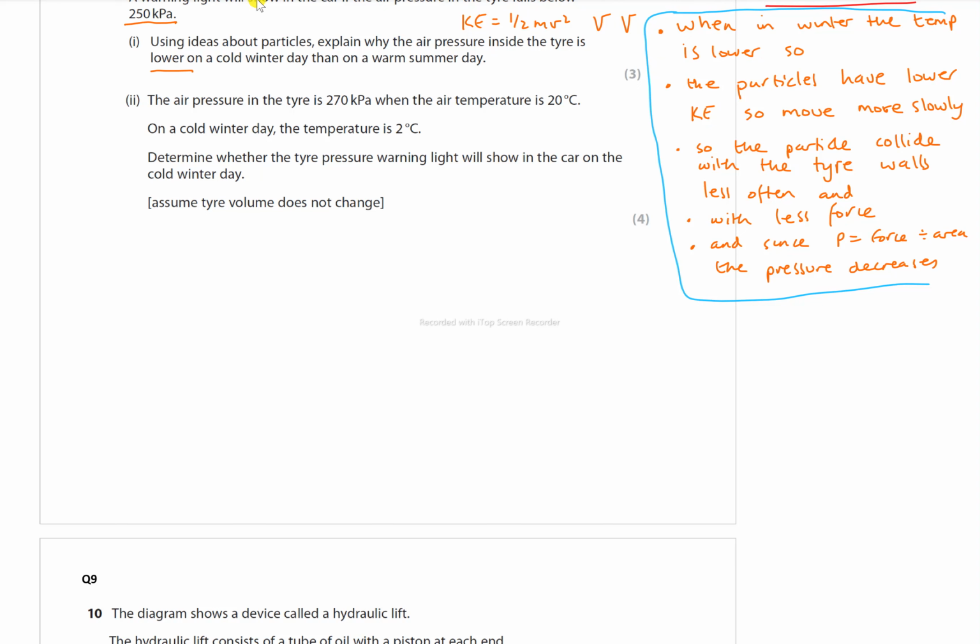So the temperature is lower, so the lower kinetic energy, so they move more slowly. So the particles collide with the walls less often and with less force, and since pressure is force over area, the pressure decreases. Done. Now you are officially a pressure expert.